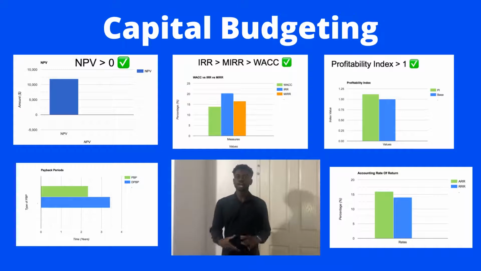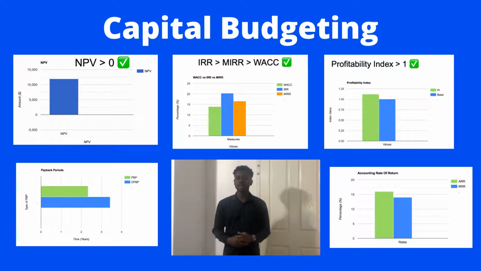To begin, capital budgeting allows us to see the value of investments that a business is considering, and we can break that down further into objective and subjective measures. With objective measures, we can firstly look at the net present value. A project is acceptable if the NPV is above zero, due to the fact that it will increase a company's earnings. In the NPV graph, Beta Limited meets that criteria, and since the NPV is greater than zero, the internal rate of return and modified IRR should both be greater than the weighted cost of capital.